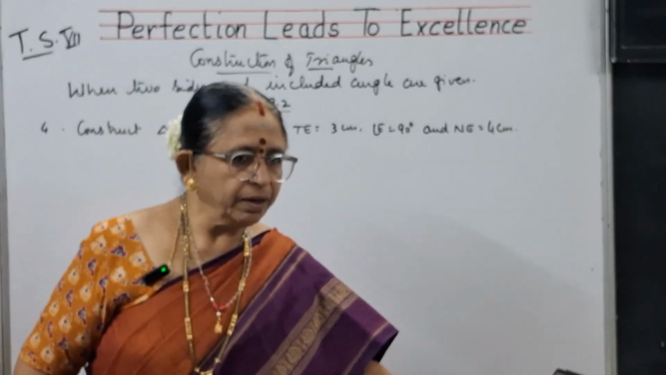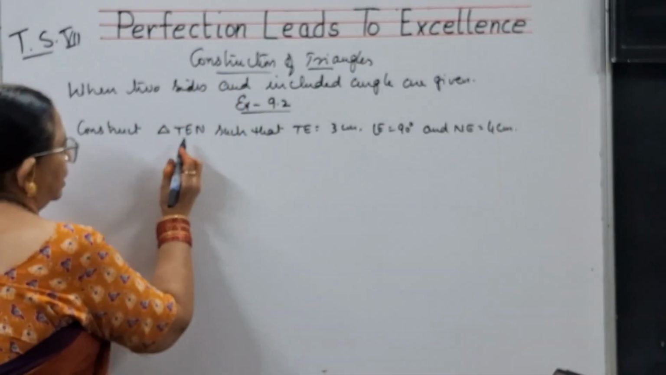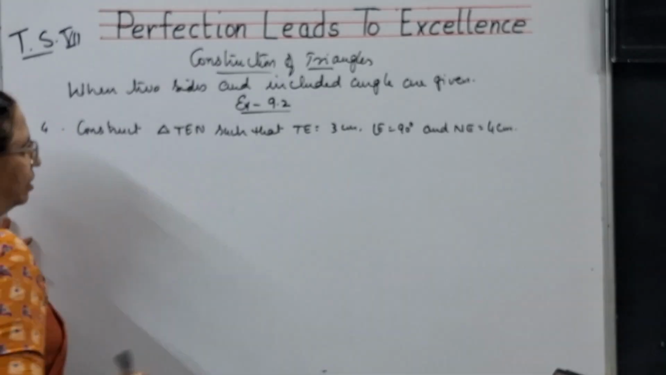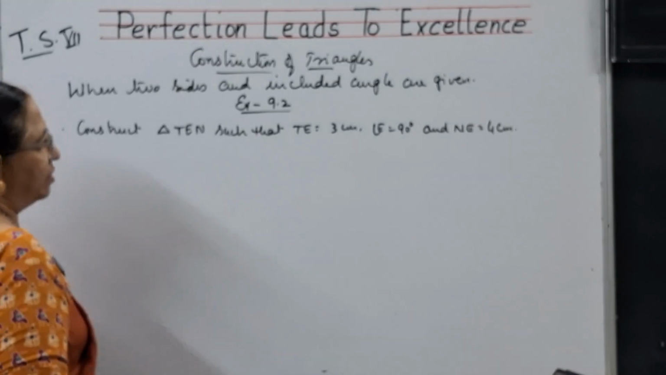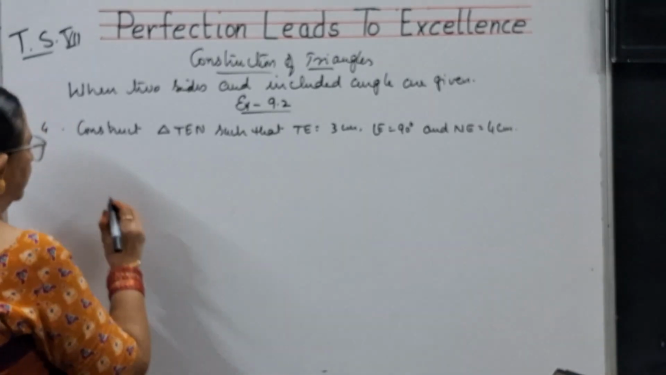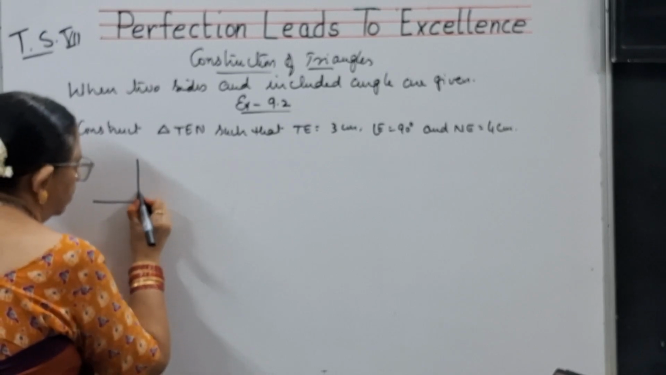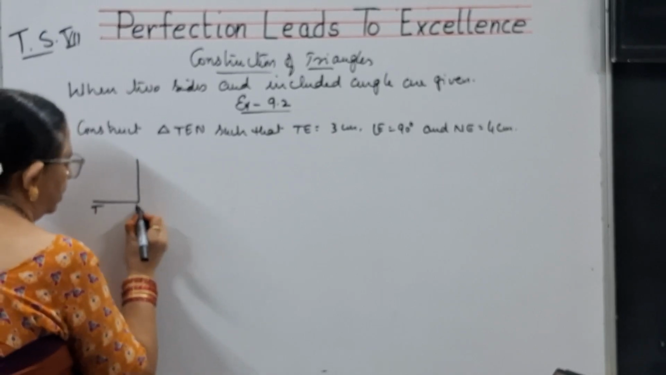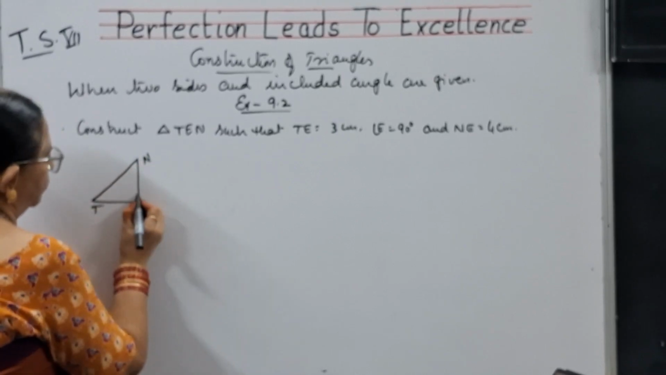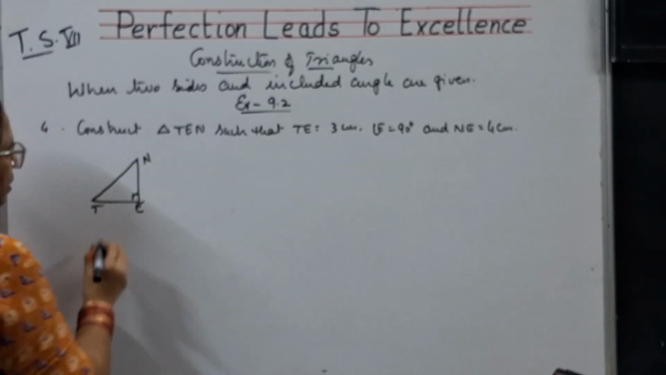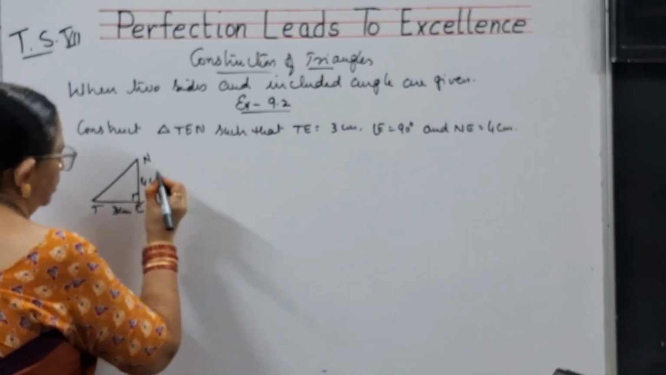Now, let us see another construction. You have to construct triangle TEN such that TE is 3 centimeters, angle E is 90 degrees, and NE is 4 centimeters. So 90 degrees, let me take. This is 90 degrees, TEN. So this is the rough triangle you are getting. This is 90 degrees, this is 3 centimeters, and this is 4 centimeters.